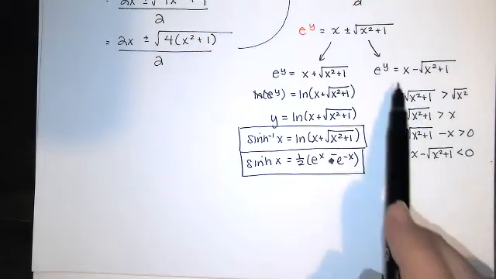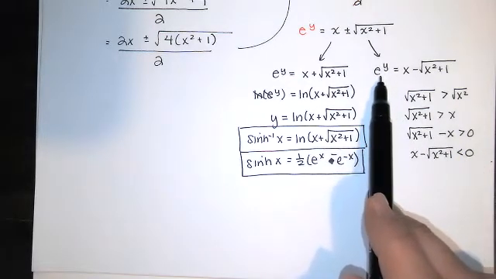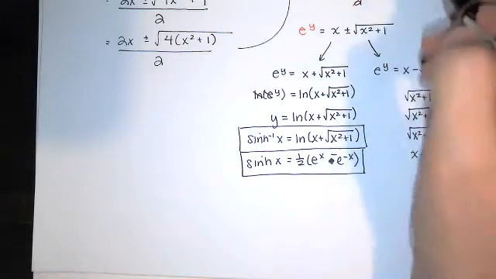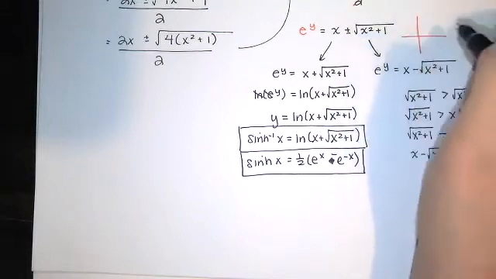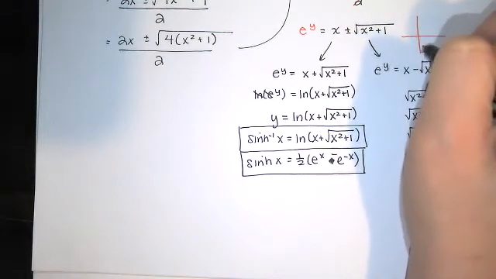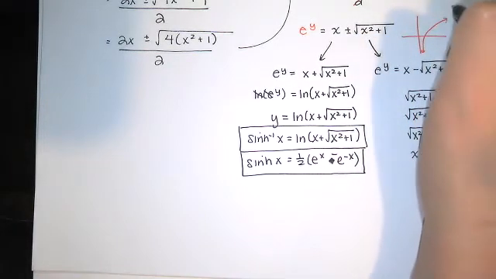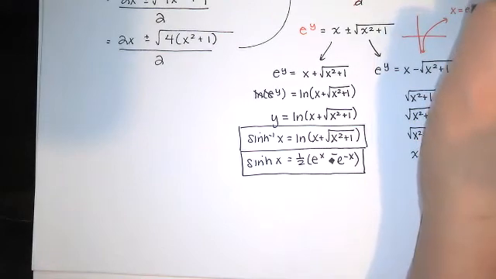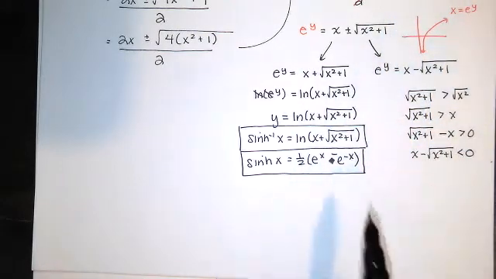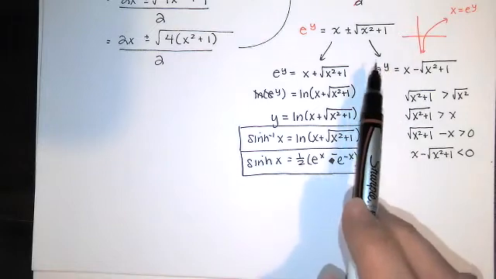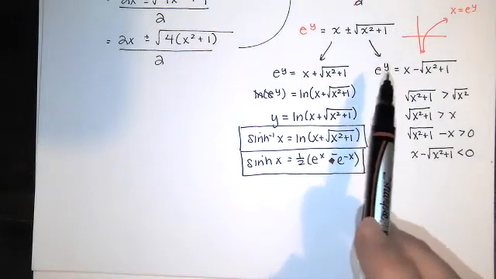What does that mean? Well, remember, this is an exponential function. This is e to the y. E to the y is a function that looks like this. It's x equals e to the y. That's what that function looks like. The values of that function are always positive.